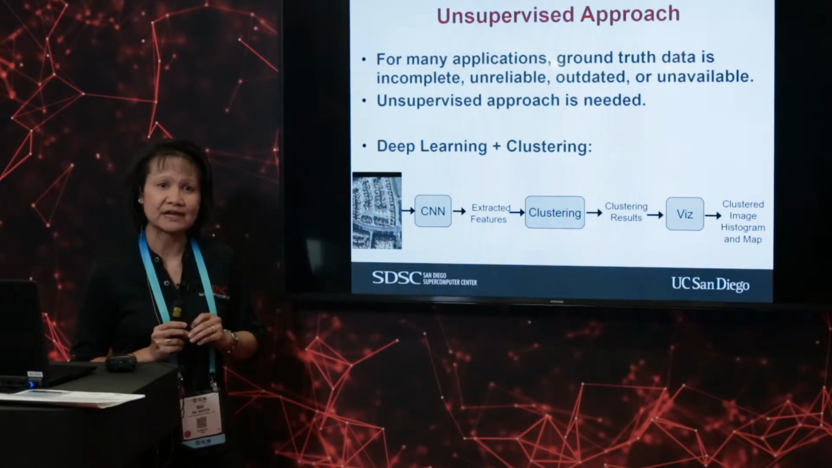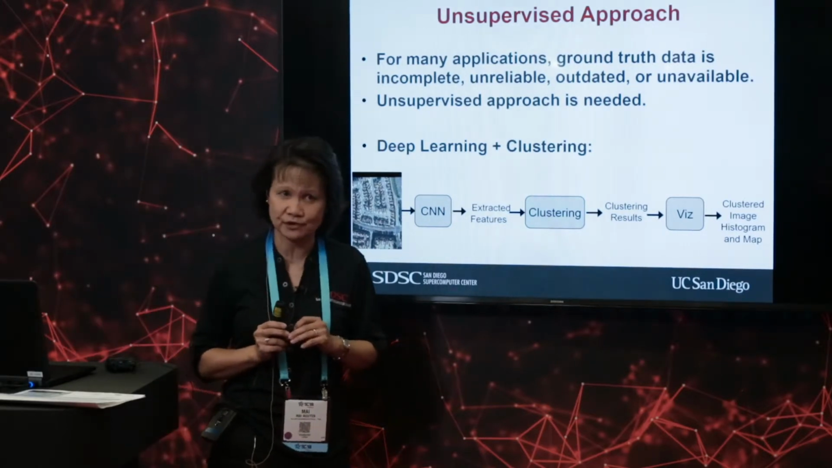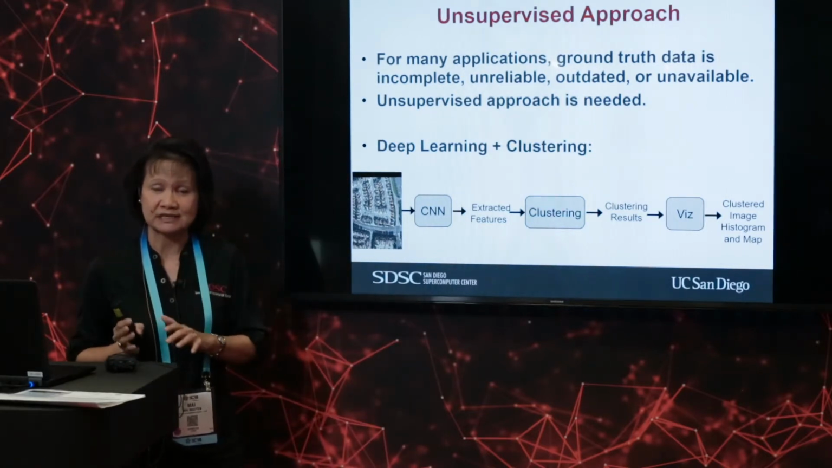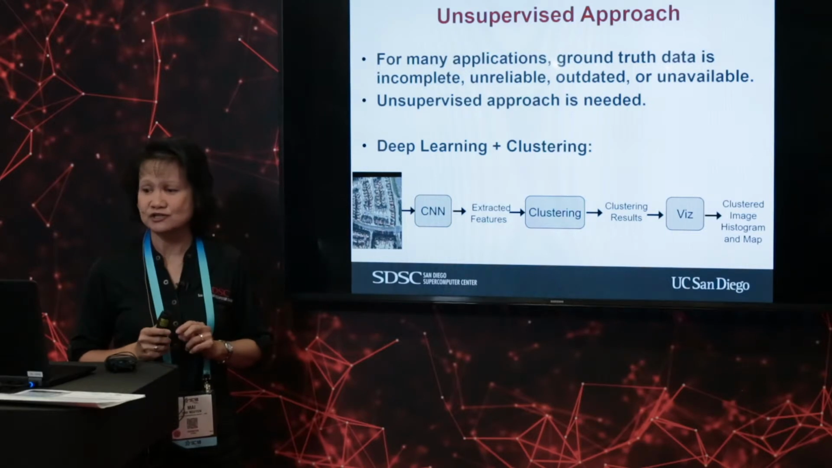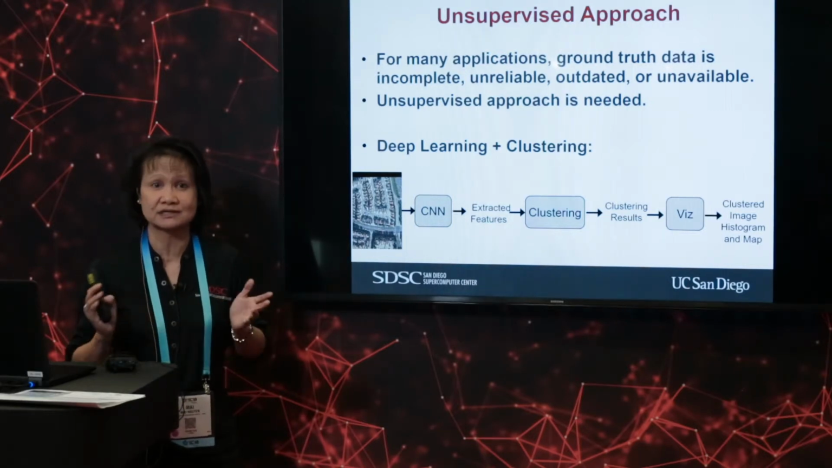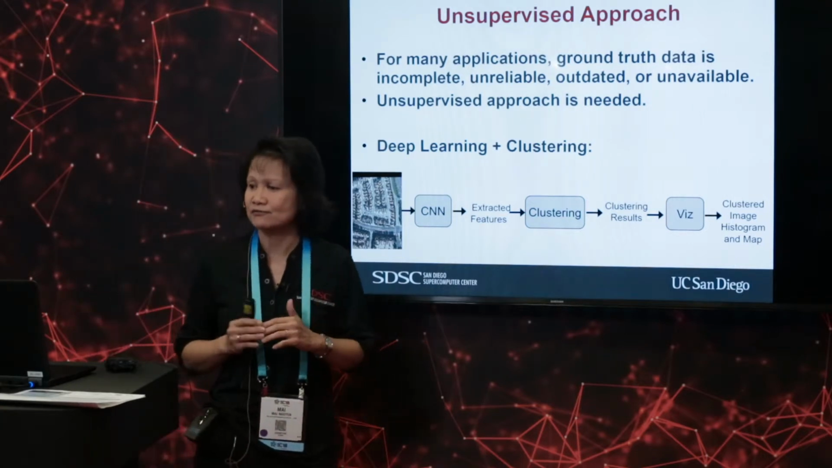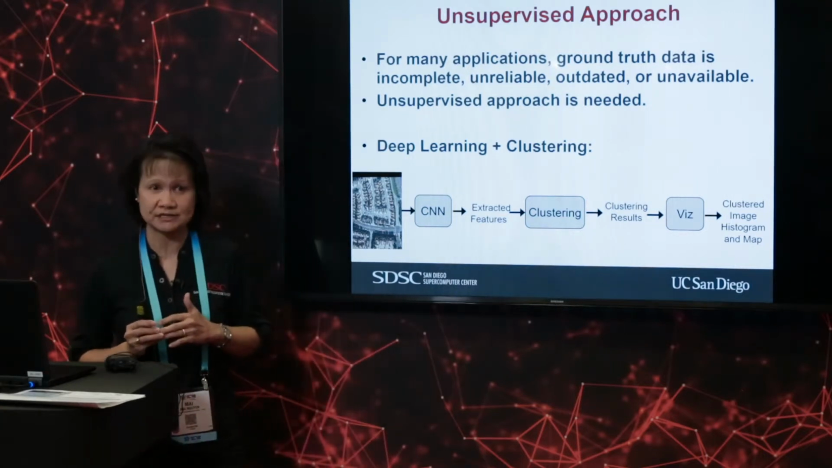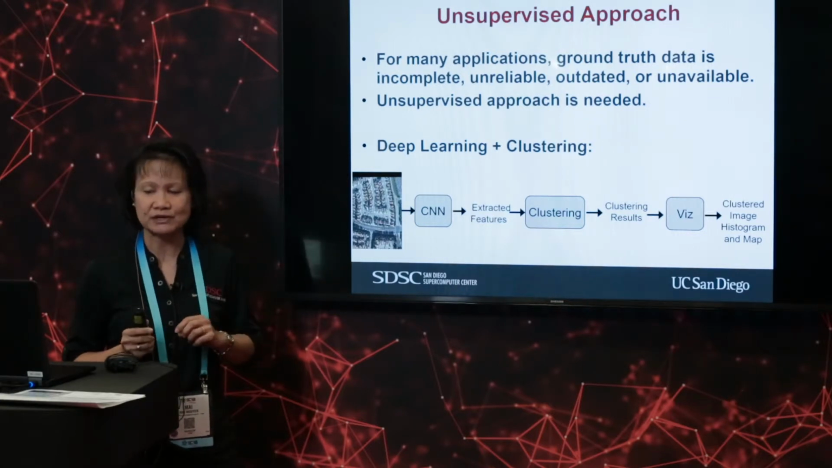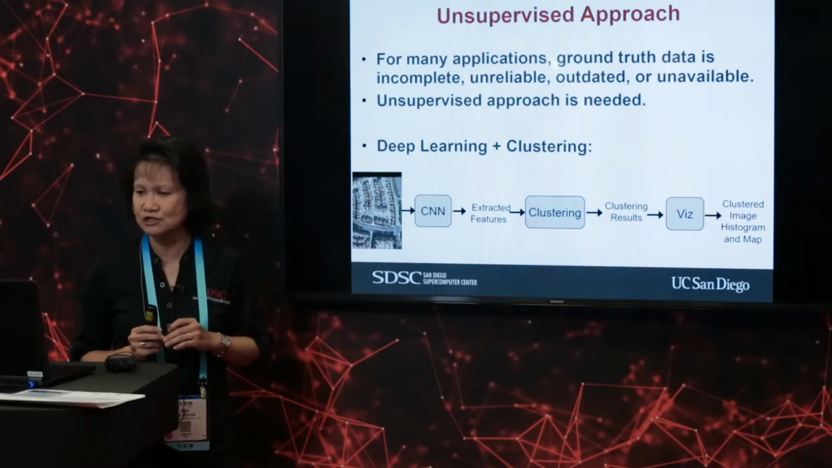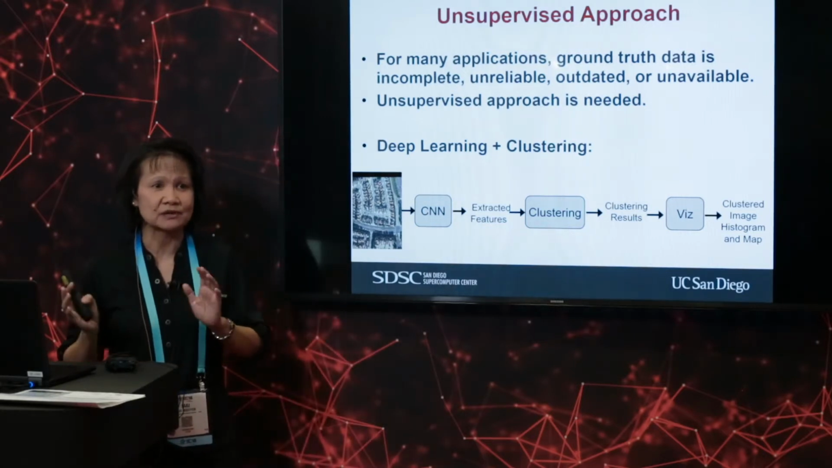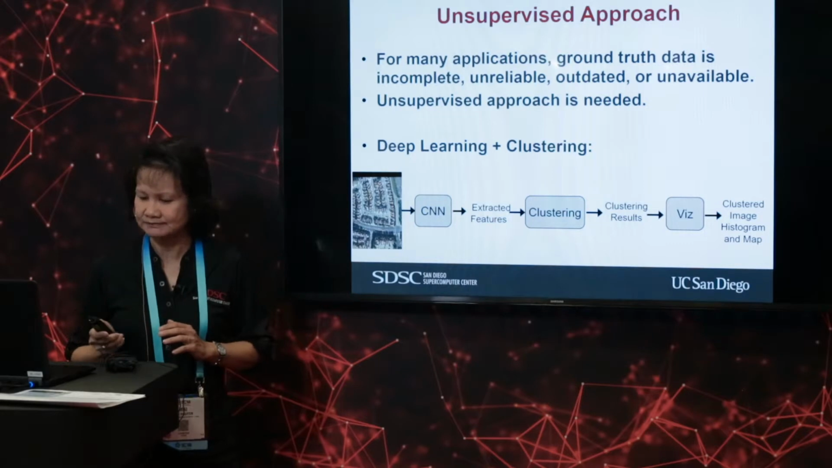So land cover classification is a supervised approach where we can use the ground data as a target signal to train the deep learning models. For many applications, though, the ground truth data is incomplete, unreliable, outdated, or just simply not available. And so for these cases, we need an unsupervised approach. And in our unsupervised approach, we use a deep learning model to extract features from the input image, and then we cluster these images, and then we visualize the results so that we can analyze what we're getting.